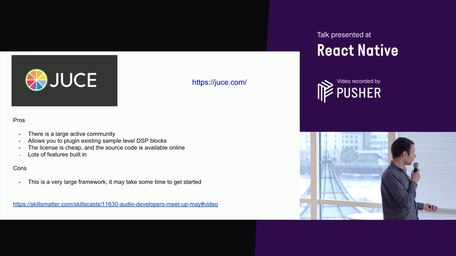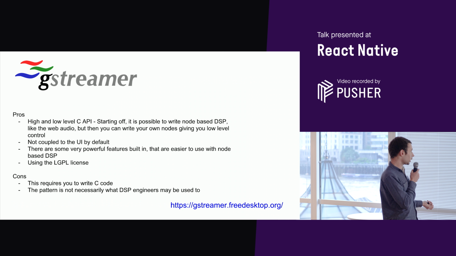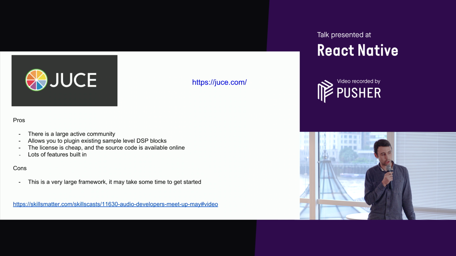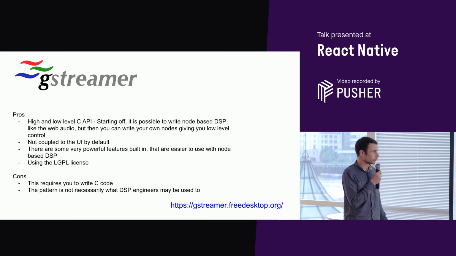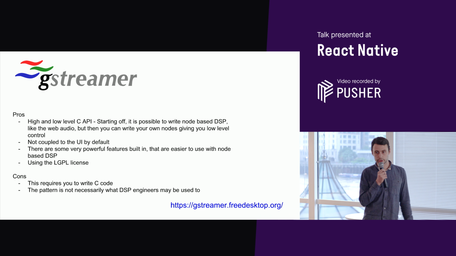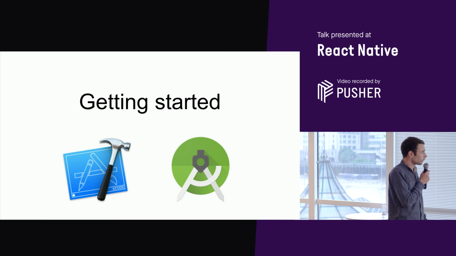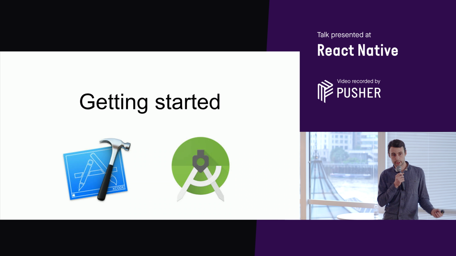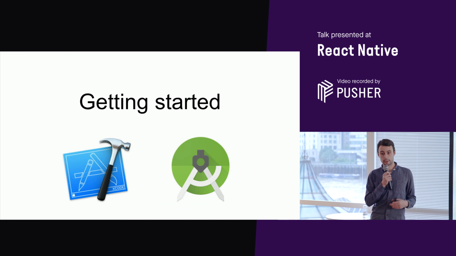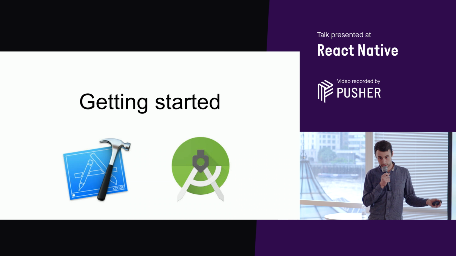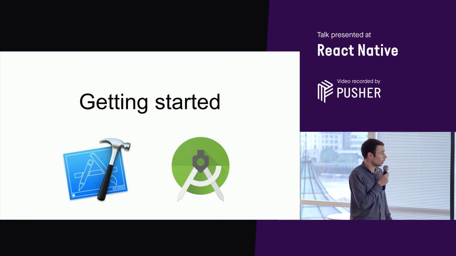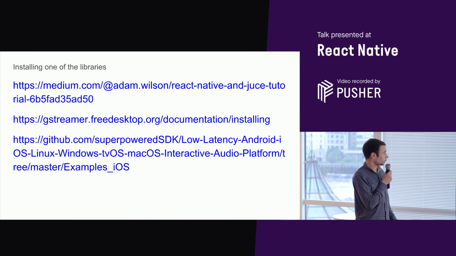So I've got some experience using Superpowered and GStreamer. I've had a play about with JUCE, but not that much. So if anybody wants any more information about this, just ask me questions afterwards. Getting started with actually building your own module is going to take opening up Xcode, opening up Android Studio, creating your own React Native bridge module and getting some C or C++ code to compile, basically. So that's just an introduction there.